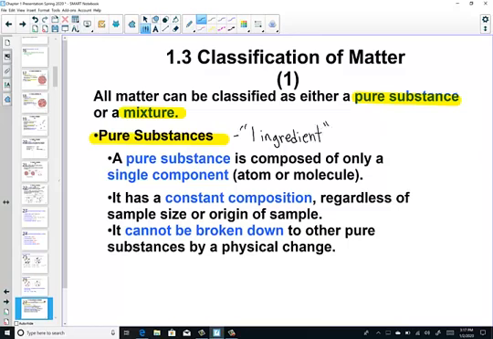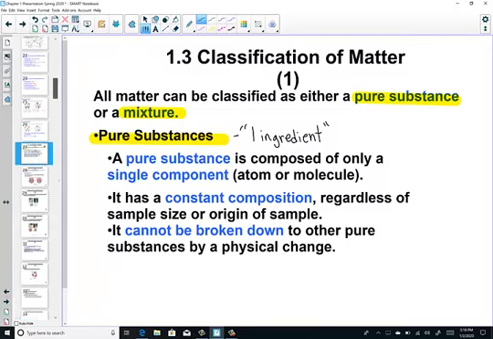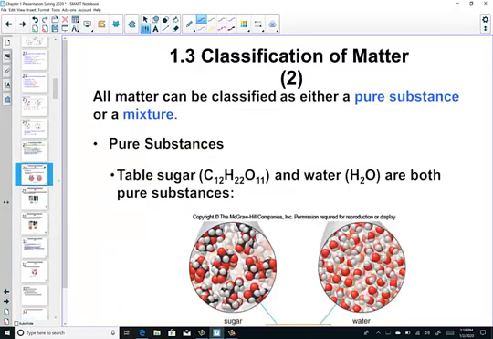Now, if it's pure, it's a single component. It has a constant composition no matter where the sample was taken from, and you cannot break it down further by ordinary physical change. If it's pure, it will either be an atom or a compound.